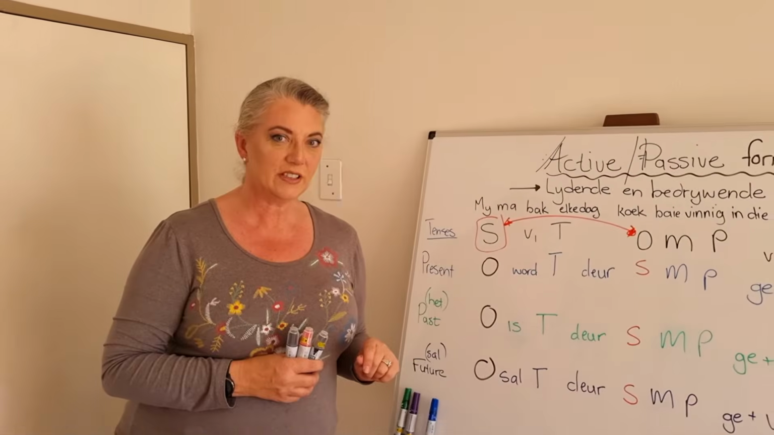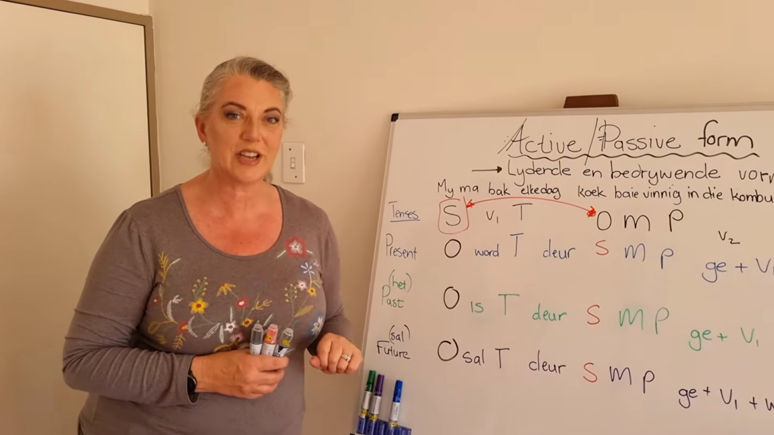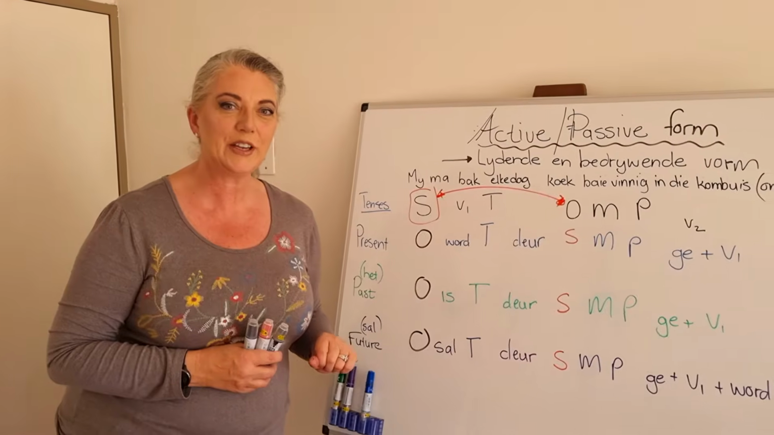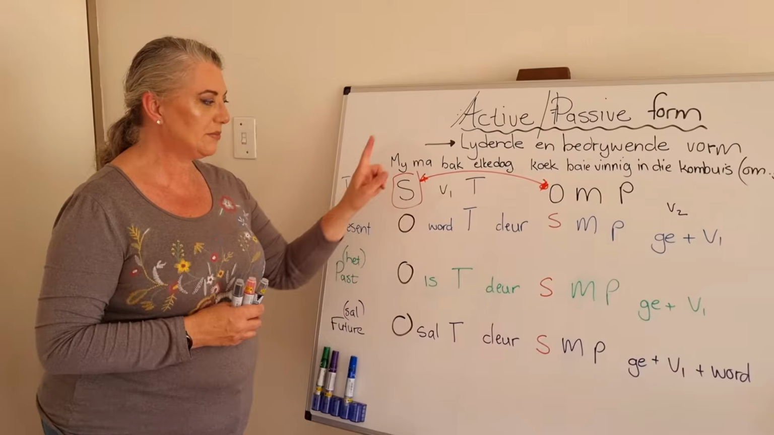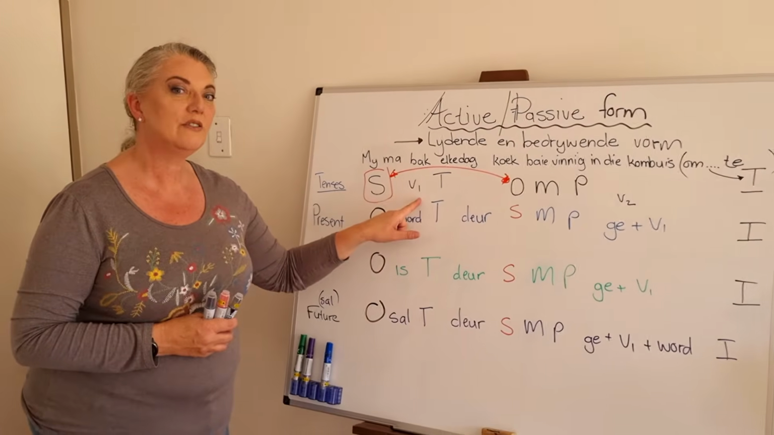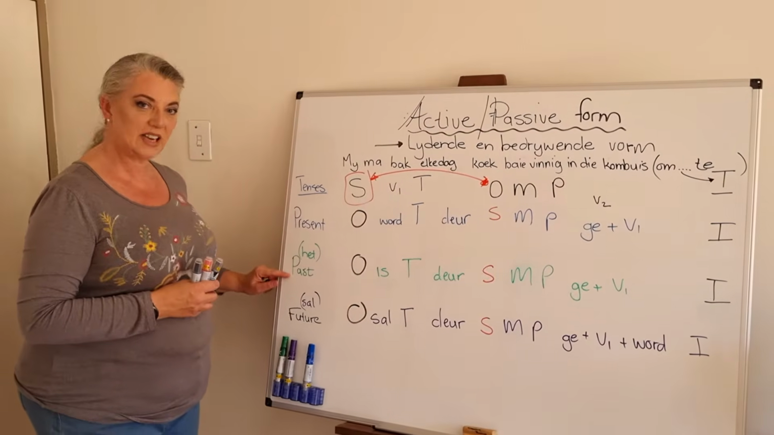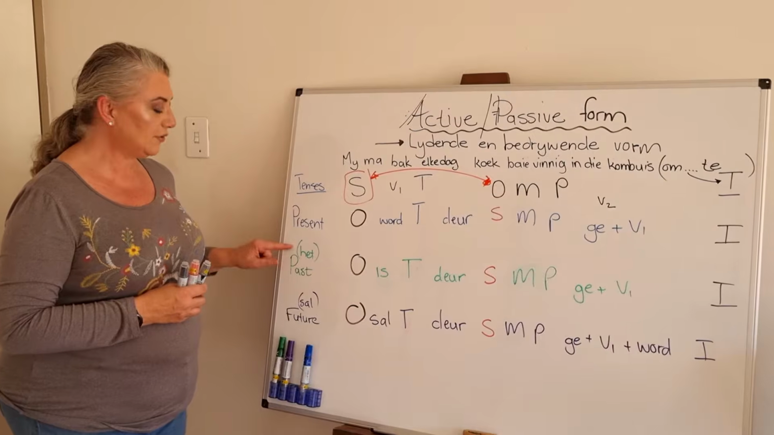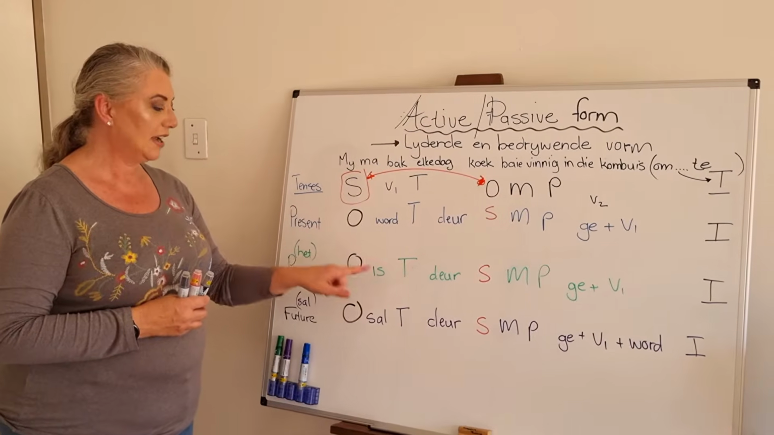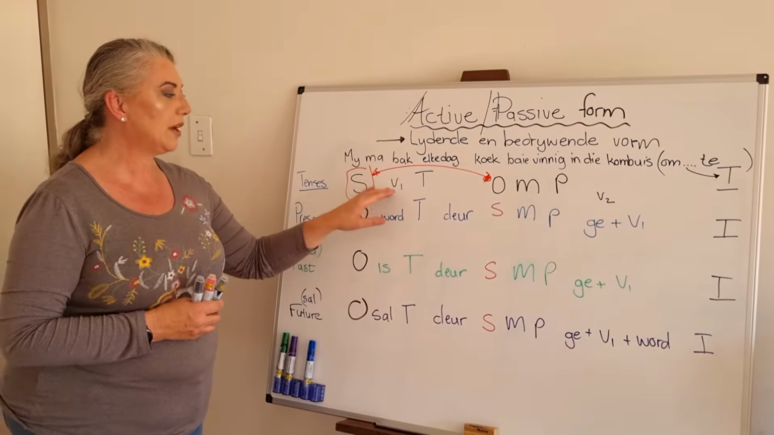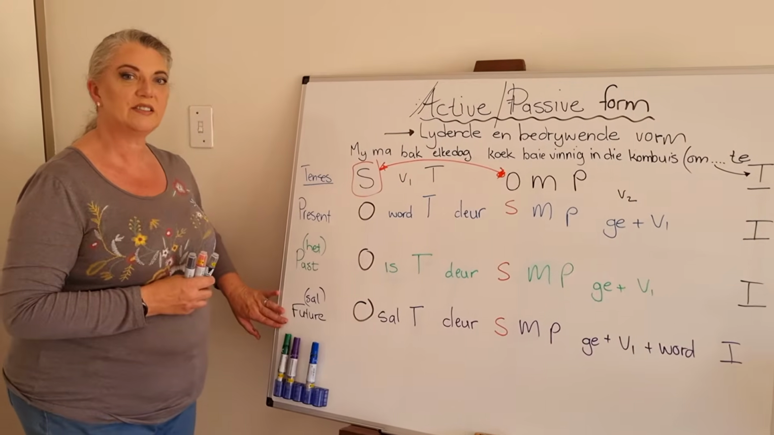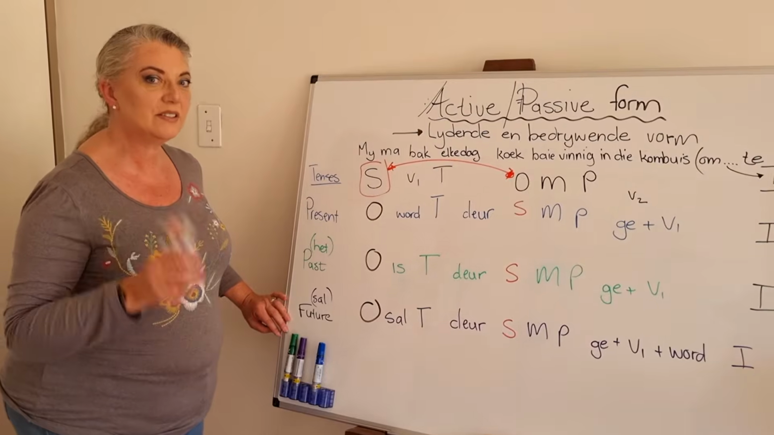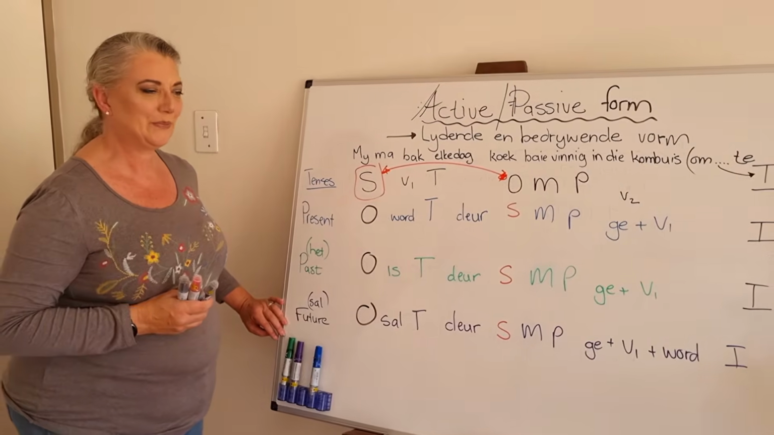To do the infinitive, you have to look at your tense. How do we do that? Remember, in the present tense, we have the subject and then the verb. The past tense verb is het. The second verb will always be het. And then in the future tense, the verb is sal.